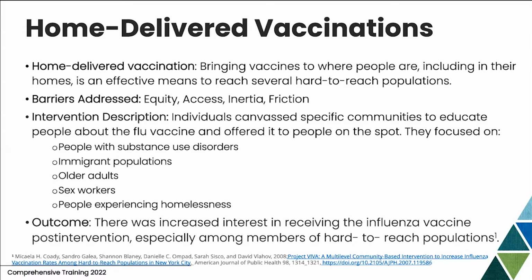In an intervention like this, individuals canvass specific communities to educate people about the flu vaccine and offered it to people on the spot. They focused on people with substance use disorders, immigrant populations, older adults, sex workers, people experiencing homelessness, et cetera. Some of these really hard to reach populations. And there was increased interest in receiving the influenza vaccine, especially among members of hard to reach populations. I'm not sure if this particular intervention documented an uptake effect, but they certainly were able to increase motivation to get vaccinated, and they were reducing barriers to access and other issues that might prevent members from hard to reach populations to actually get vaccinated.